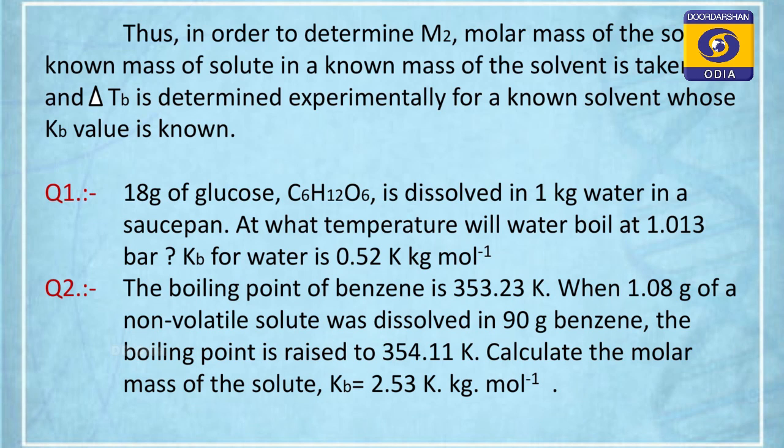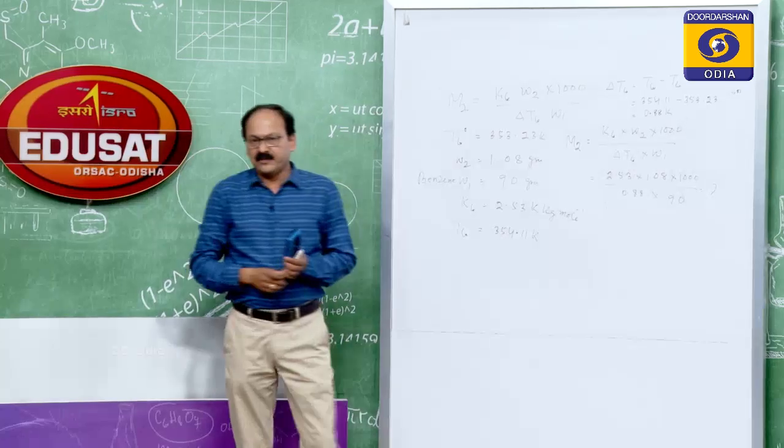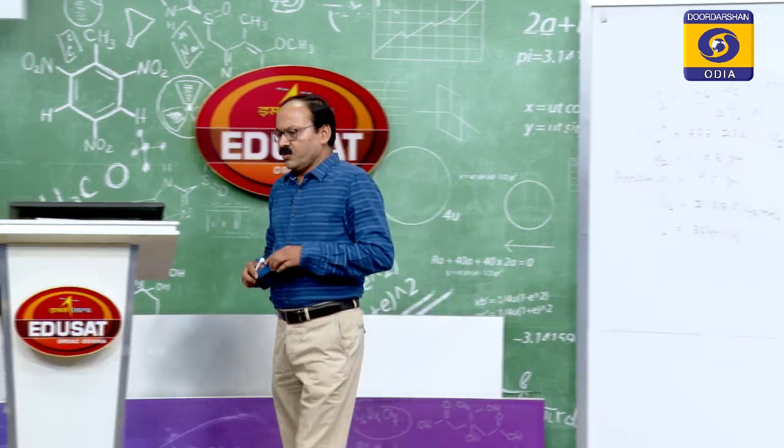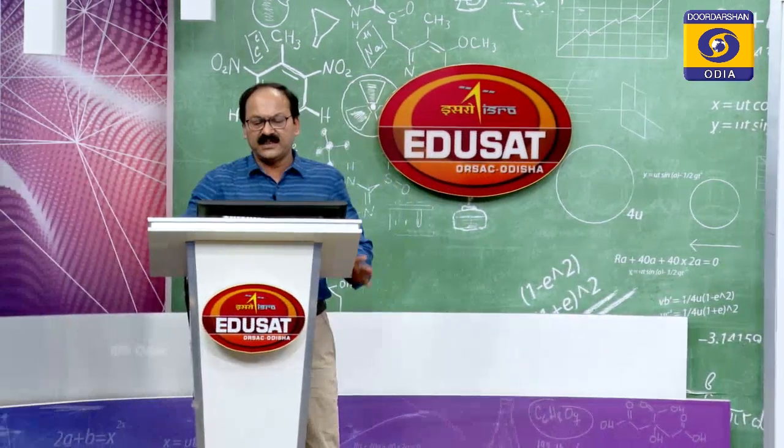So, now we will go to another colligative property. The second colligative property is depression in freezing point. What is freezing point? Depression in freezing point.